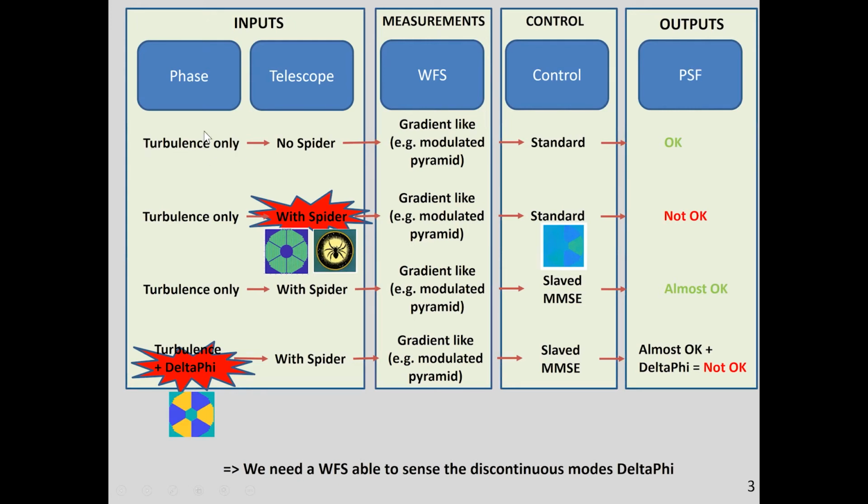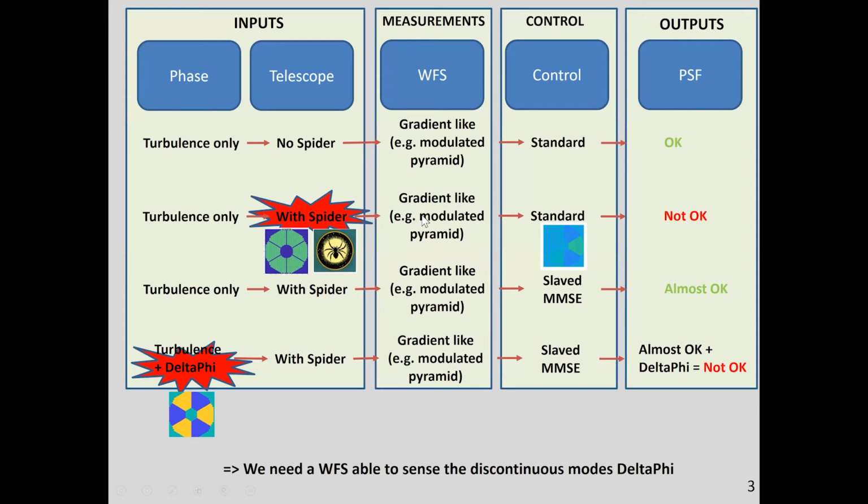So in the ideal case, the phase is composed only of turbulence and the telescope has no spiders. This is really ideal. In this case, any gradient-like wavefront sensor, like the modulated pyramid or the Shack-Hartmann, is able to measure the aberrations, and we can compensate for them and have a very nice PSF at the end, at the level that we want. As soon as we add some large spiders to the telescope, like the one we have on ELT, 50 centimeters, then we have all seen that spurious mode appearing.